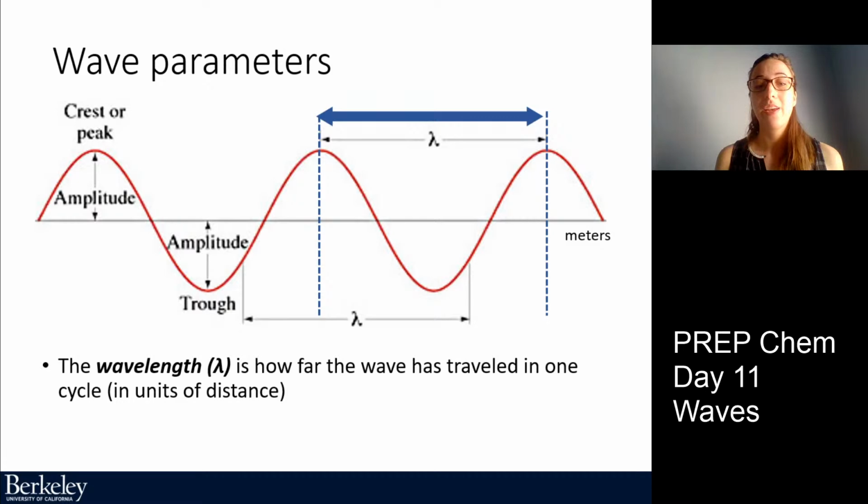And then the wavelength is just how far that wave has traveled in one cycle. And we would always express this in units of distance. For example, in this plot, we've plotted this against meters.